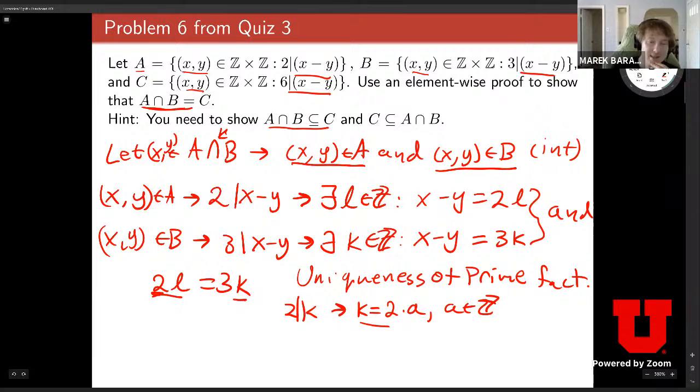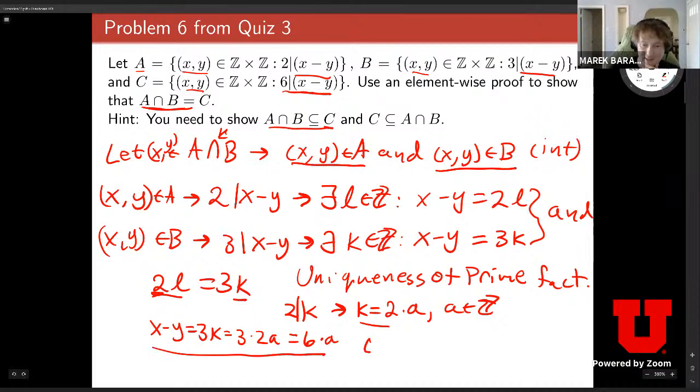So we can put this back in and get X minus Y is equal to 3K, which is equal to 3 times 2A, and that's equal to 6A. Remember, we're trying to show that this is an element of C as well. In order to be in C, we need 6 to divide the difference. So this means that 6 divides X minus Y, and that means XY is in C. Any questions on that?